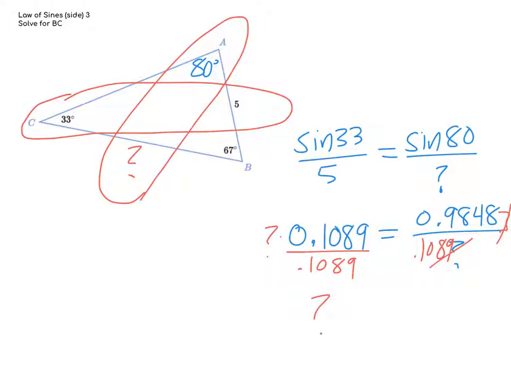And when we do that, we end up with 9.04. So we're looking at 9.0432. Let's check to make sure that that number makes sense. That's opposite 80 degrees, which is much larger than 33 degrees. And 9 is much larger than 5, so it seems like we're in pretty good shape.